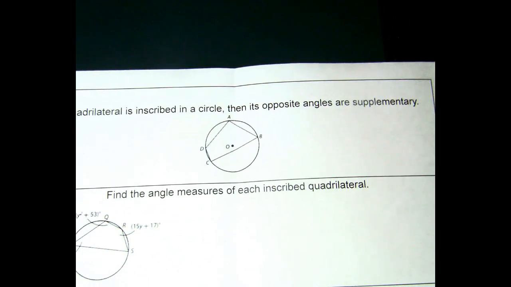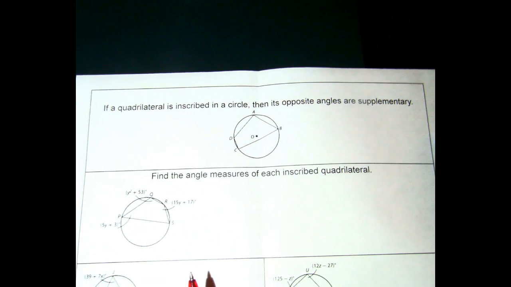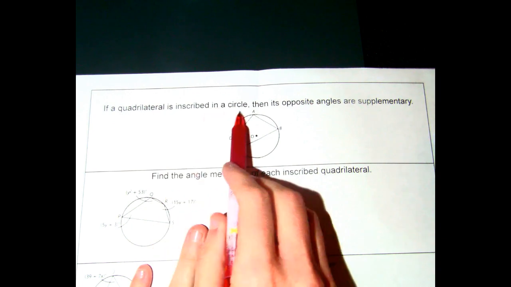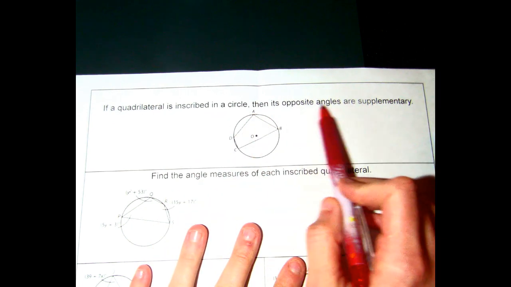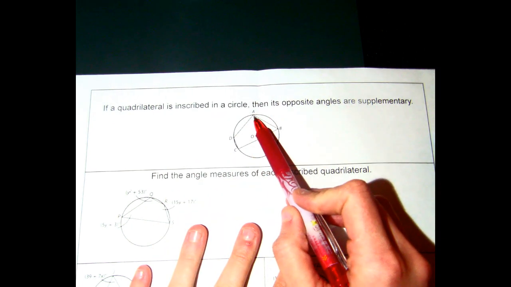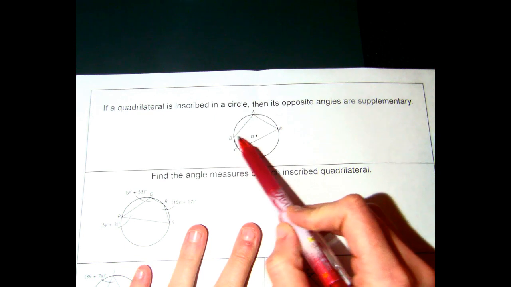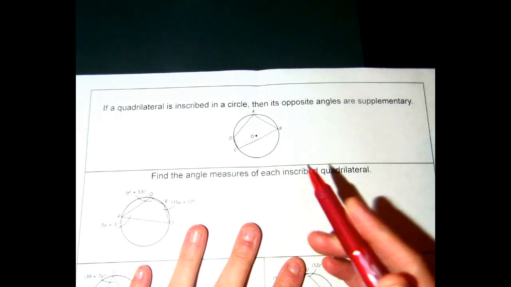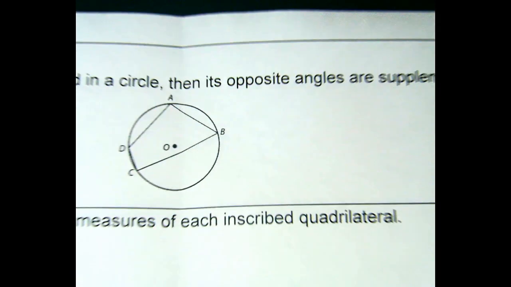That theorem says, as you can see in your foldable as well, that if a quadrilateral is inscribed in a circle, which we have, then its opposite angles are supplementary. So A is supplementary to C. B is supplementary to D. Of course, supplementary again means they add up to 180. So we're just going to write that there.